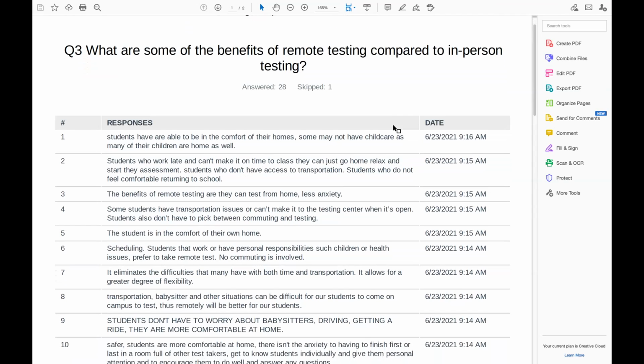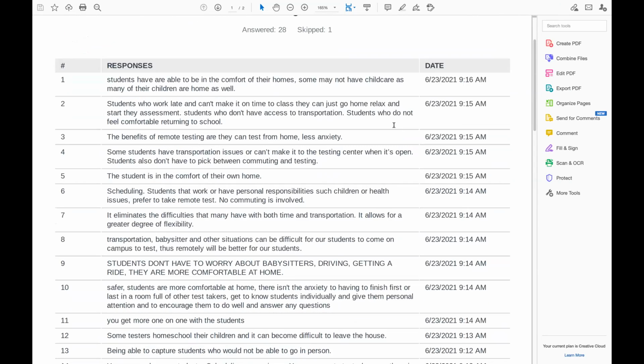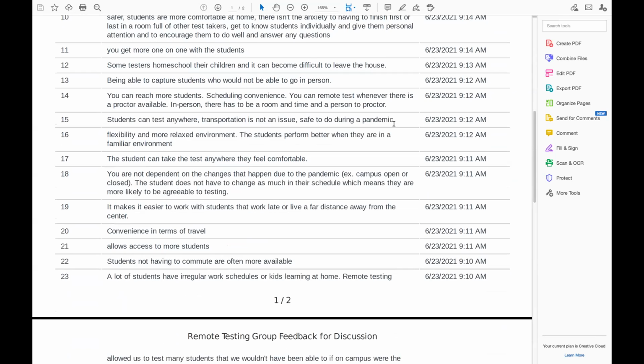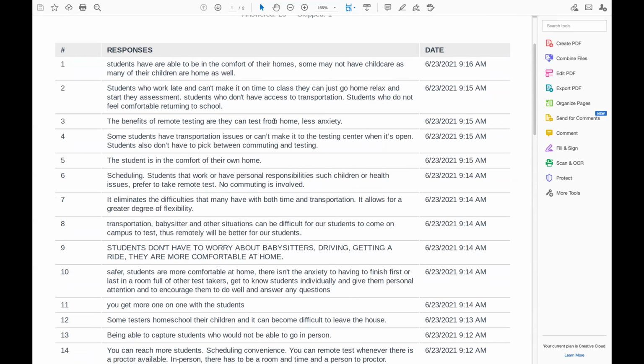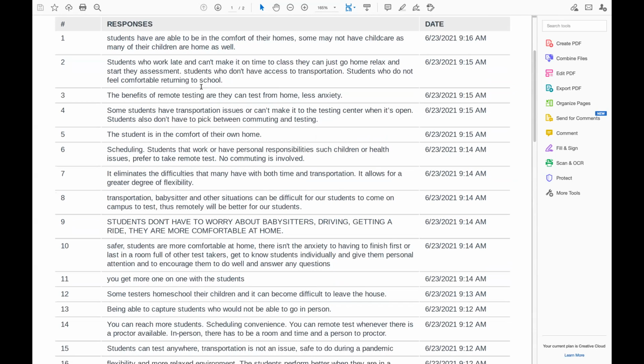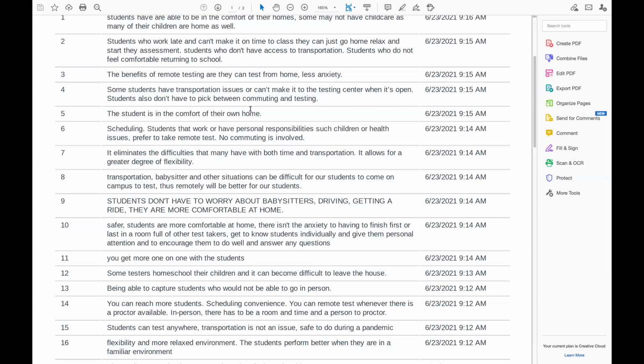Go ahead. How do you feel about what are some of the benefits of remote testing compared to in-person testing? Wow, a lot of good feedback here. This is great. I look forward to going over this with more time, as Linda said. Students are able to be in the comfort of their own homes. Some may not have childcare as many of their children are home. Oh, yes, that is definitely a consideration. Students who work late can't make it on time to class. They can just go home, relax and do their assessment. Yes, convenience. Benefits of remote testing are that they can test from home, less anxiety.